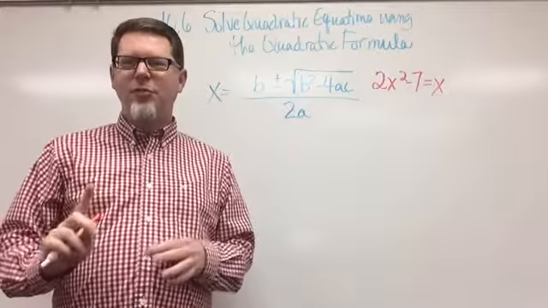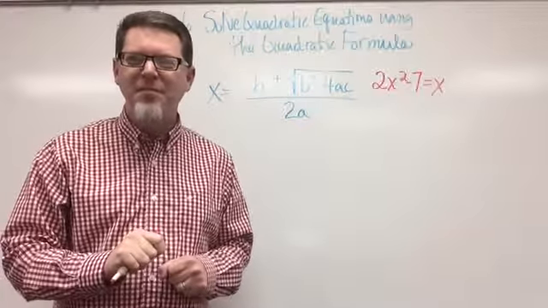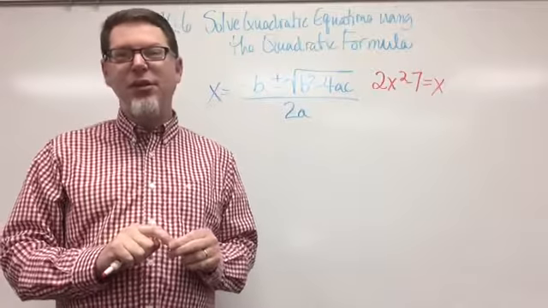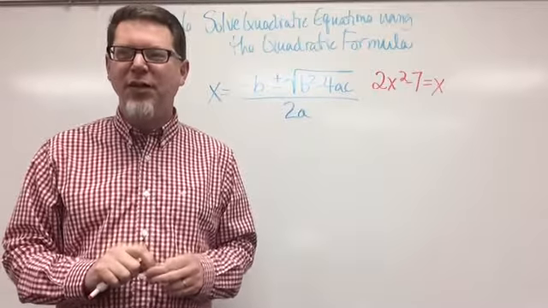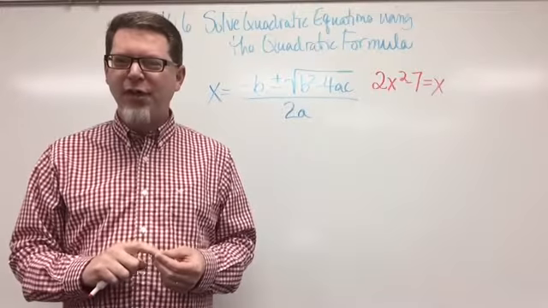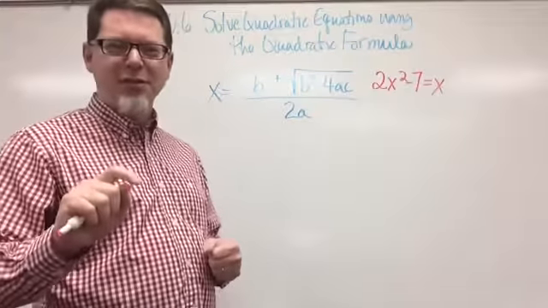Well, here's our next example. But before we do, let's sing that song one more time. X equals negative b plus or minus the square root of b squared minus 4ac over 2a. Great. I hope you were singing along with me.